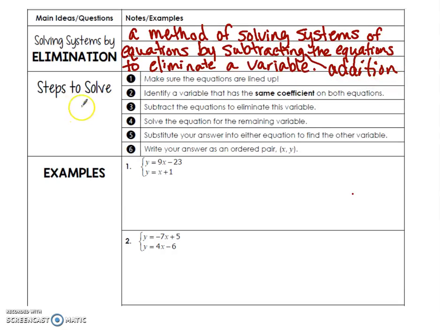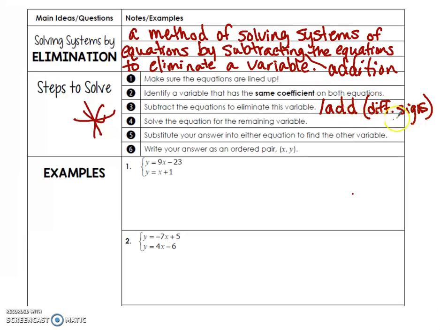Okay, so I've given you some steps to solve here. The first one is make sure the equations are lined up. What that means is y over y, x over x, and then your coefficients over the coefficients. Then you're going to identify a variable that has the same coefficient on both sides. So, for example, in example 1, y and y are the same. Okay, and then we're going to subtract. This says subtract. Remember, sometimes you can add.